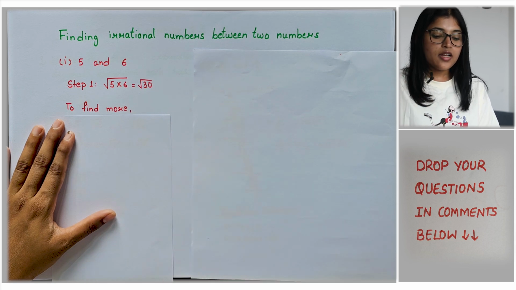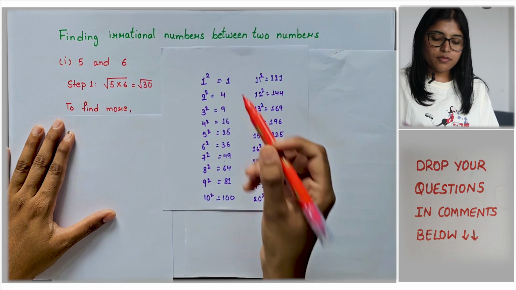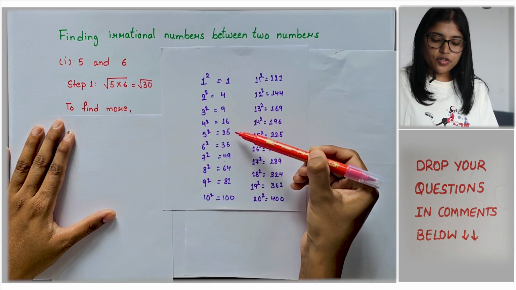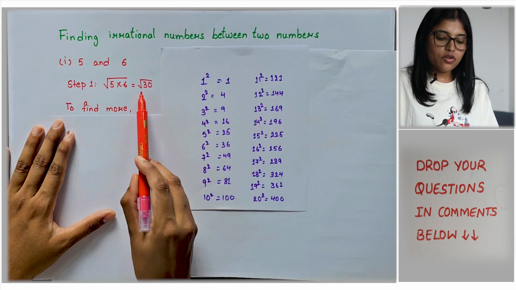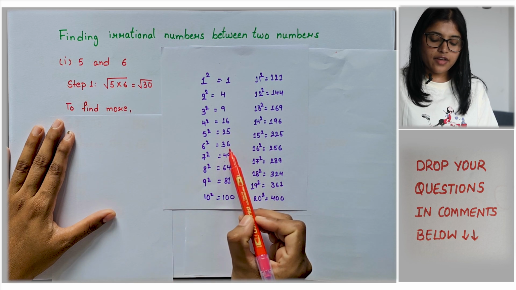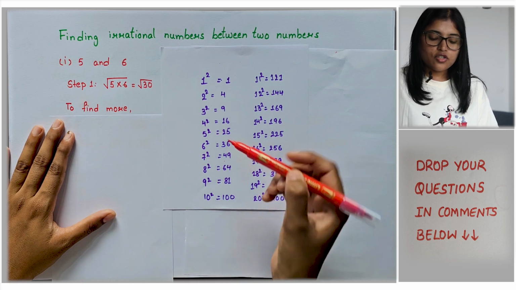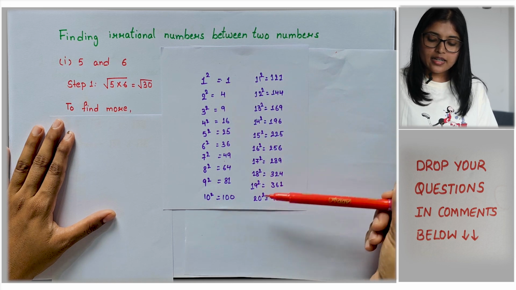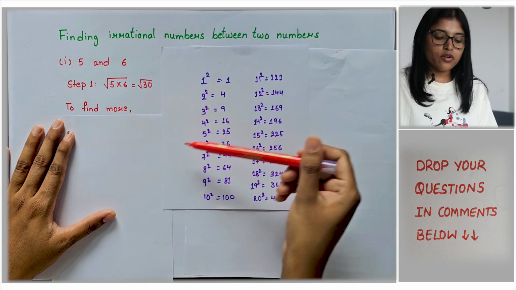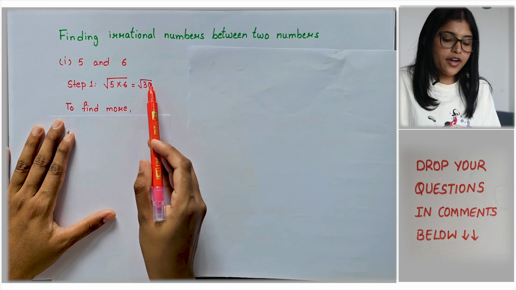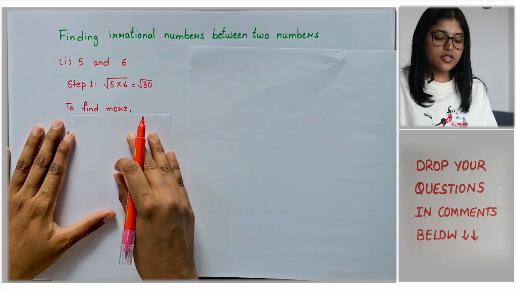How do I know that? I take a look at the list of perfect squares here. I can see that after 25 I get 36. So 30 here is an irrational number, where 25 and 36 are rational. So as a part of CBSE, you have to remember at least 20 perfect squares in order to do these kind of exercise questions. Now, how do we find more of these irrational numbers?